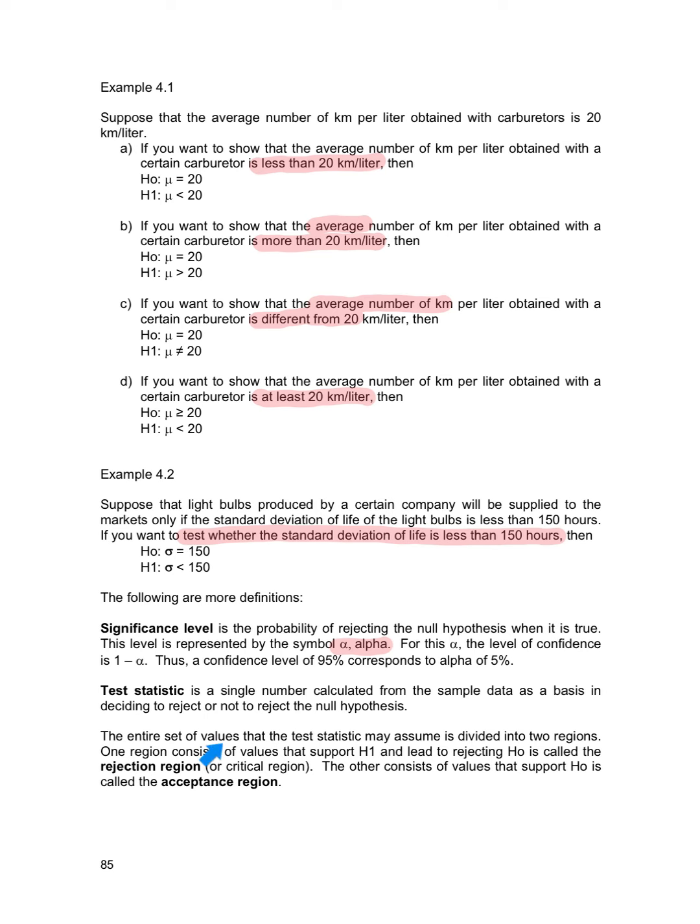The entire set of values that the test statistic may assume is divided into two regions. One region consists of values that support H1 and lead to rejecting H0, called the rejection region or the critical region. The other consists of values that support H0, called the acceptance region. So in deciding whether to accept or reject H0, we look at whether our test statistic value falls in the rejection region or the acceptance region.